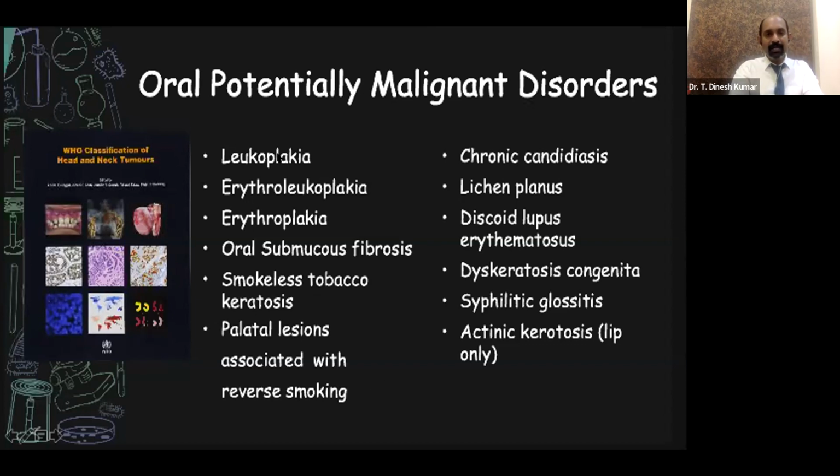A brief note on each. The term leuko means white and plakia is a patch. Your oral mucosa is usually pink in color. Suddenly, if there is a change in some part of your oral mucosa which appears white, then there is a possibility that it might be leukoplakia. Again, I need to warn the listeners here, not all white patches in the oral cavity are leukoplakia.